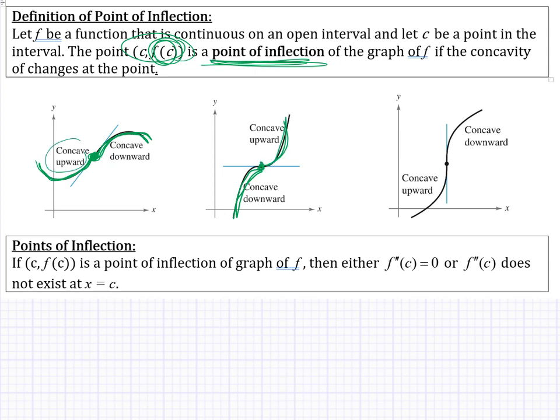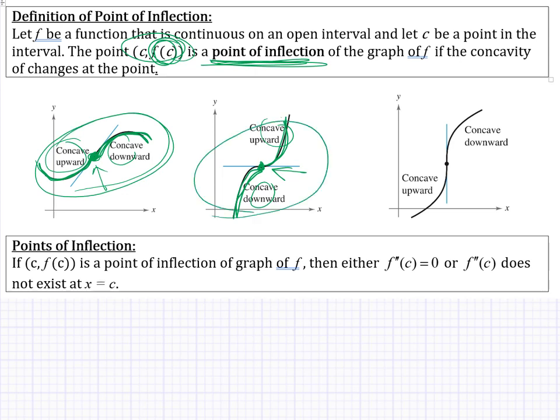Notice, whether I go from up to down or down to up, the point of inflection doesn't change in terms of what type it is. It's still a point of inflection regardless. We don't have a different kind of point of inflection here versus here. We just label them all points of inflection. And here's another point of inflection where we go from concave up to concave down. So if you have a point where the concavity changes, you have a point of inflection.